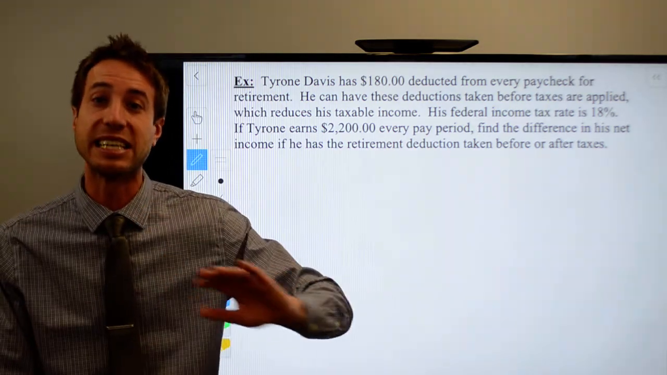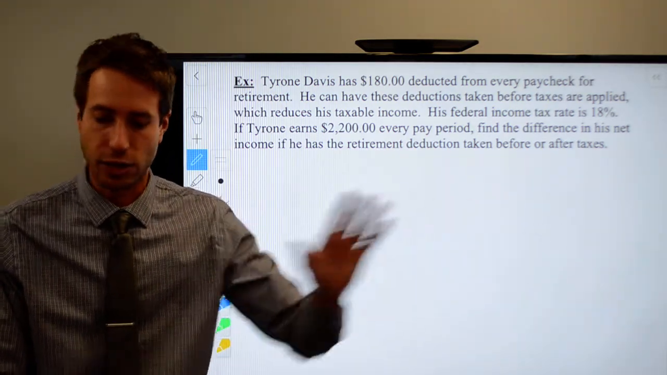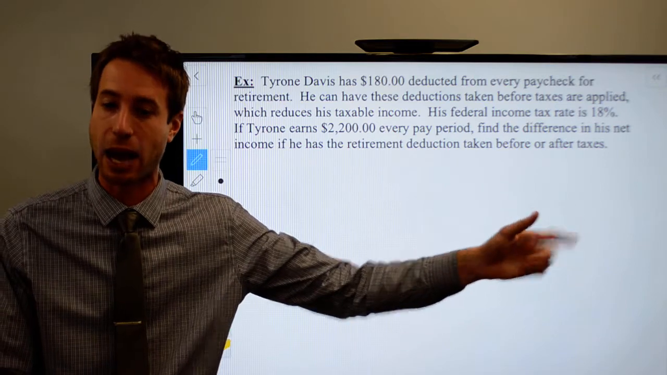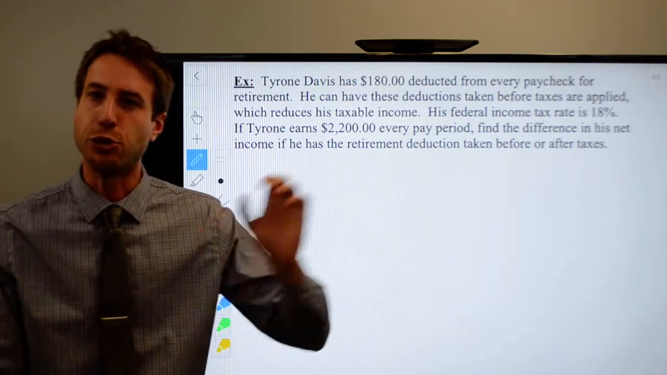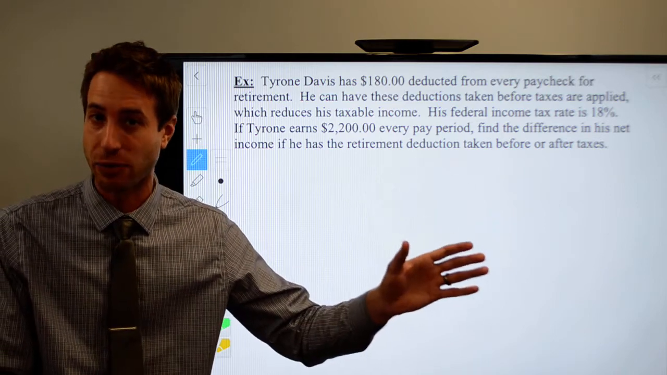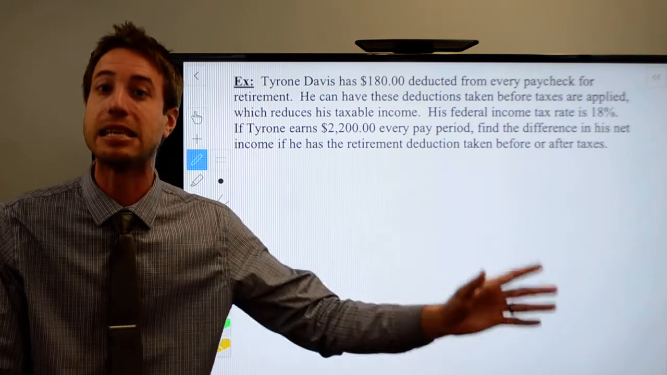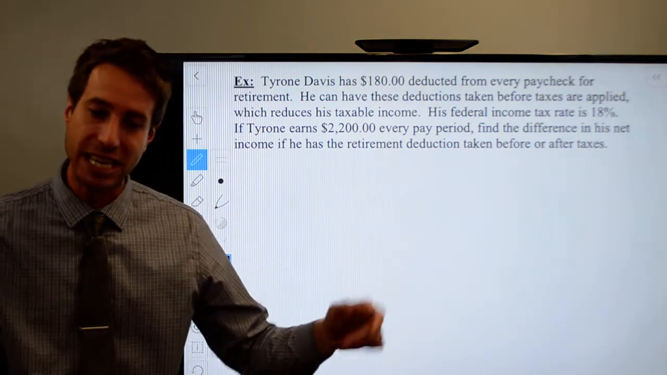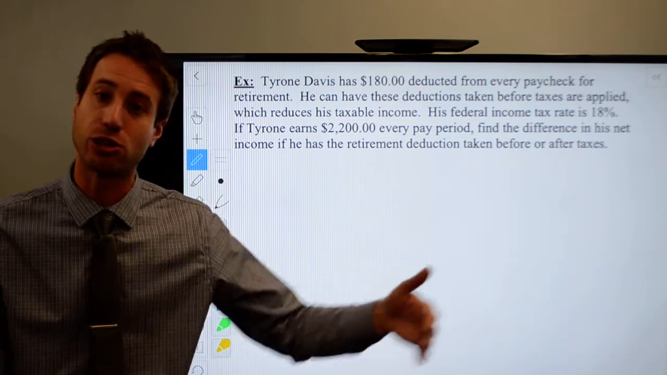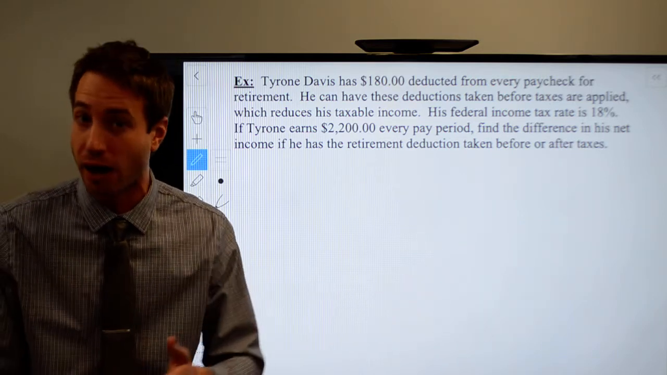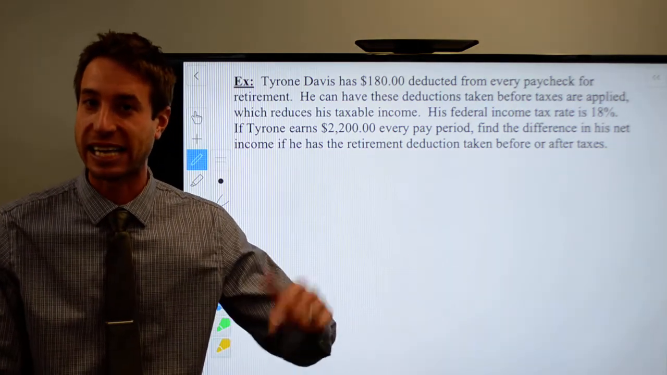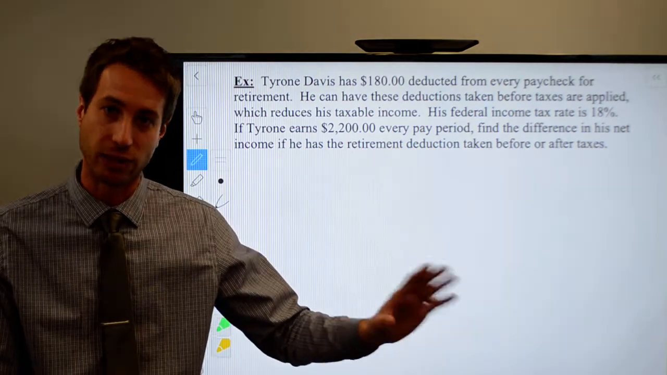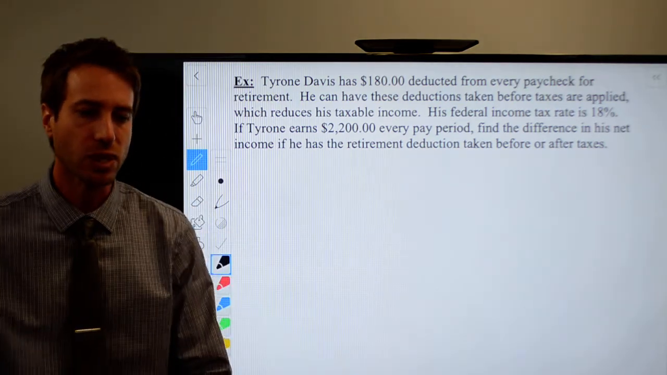If you have the money deducted first, you take the money out, put it into an account, and then pay your taxes on what's left over. You now have a retirement account that has money in it that has not been taxed. Which means when you retire and you start to pull money out of your retirement account, then the government will take its taxes on that retirement account.